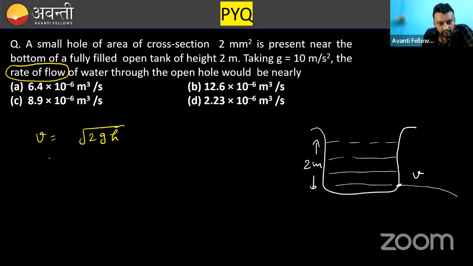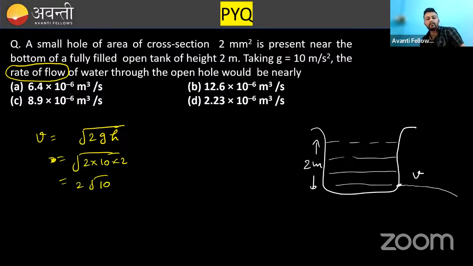So if I place the values, root 2g is 10, h is also 2, so it will be 2 root 10. And anybody knows the value of root 10? Anyone who knows the value of root 10?